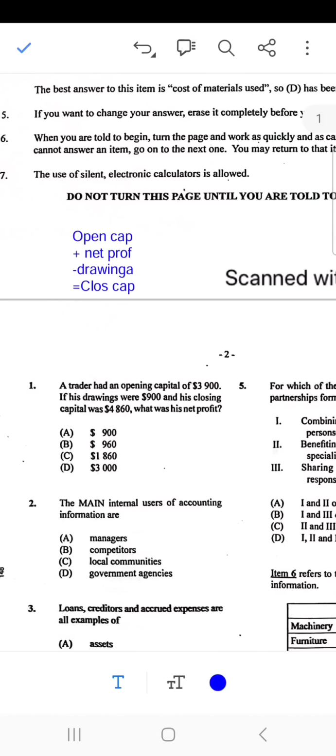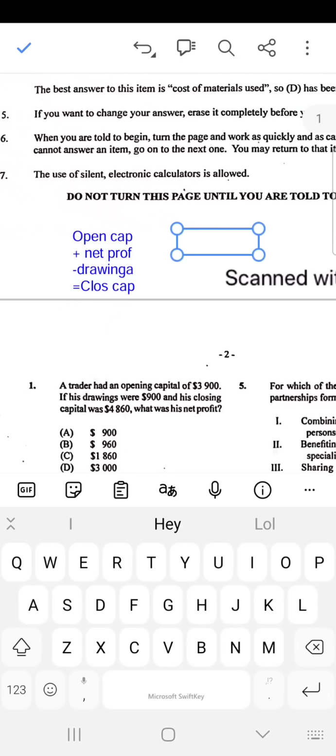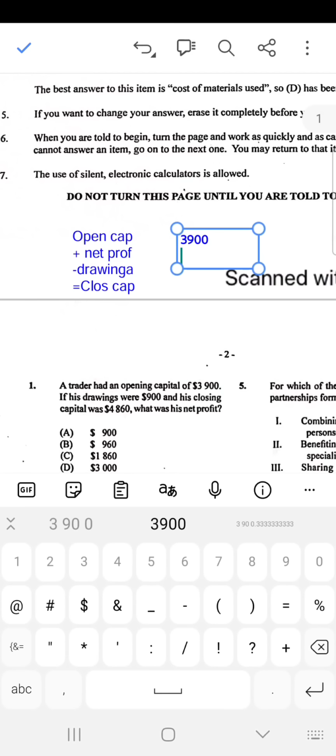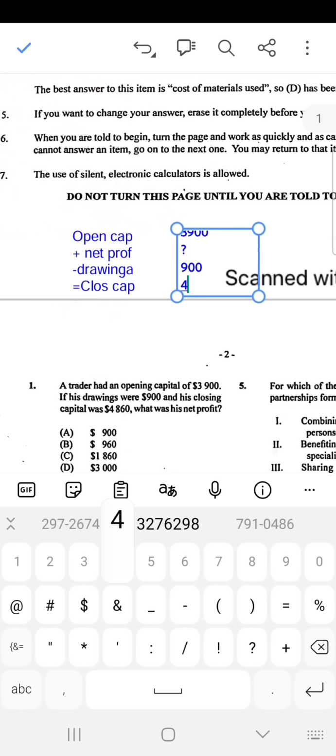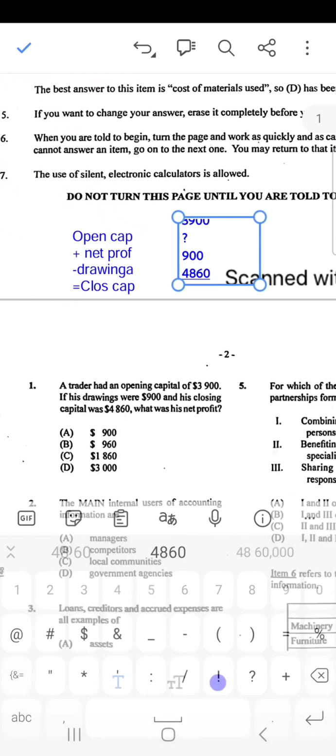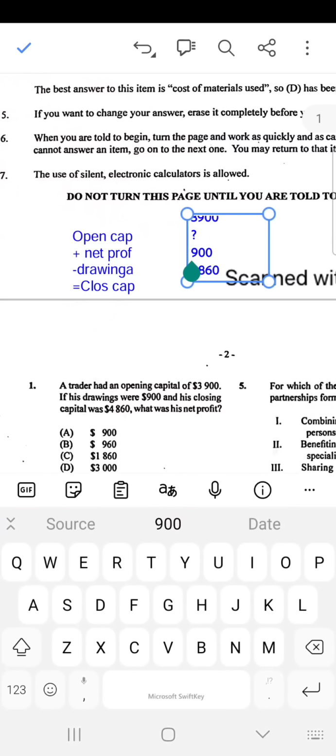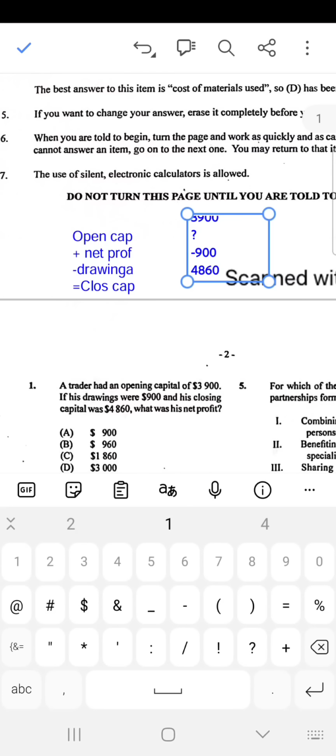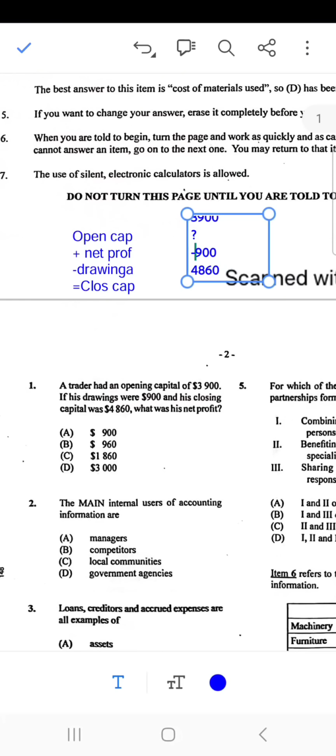They gave us opening capital, they gave us drawings, and they gave us closing capital, and they want us to work out net profit. So let's put in those figures. Opening capital is 3,900. We don't know what net profit is. We know drawings is 900, and closing capital is 4,860. So we know that after we add opening capital to net profit, whenever we minus drawings, we get 4,860.